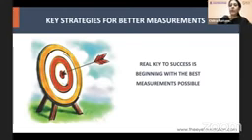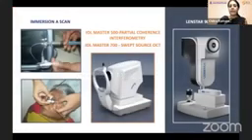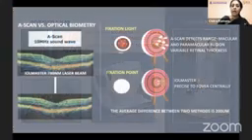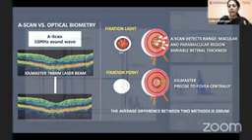So essentially, you need to have key strategies for better measurements. And the Pearl 2 tells us that we have a range of optical biometers, but we still are doing well with the immersion biometer. The only advantage these optical biometers give is the high frequency of the laser beam, which brings in a great accuracy in our measurement techniques. And the average difference between an ultrasound and an optical is as much as 200 microns.